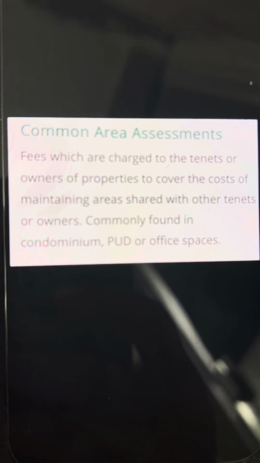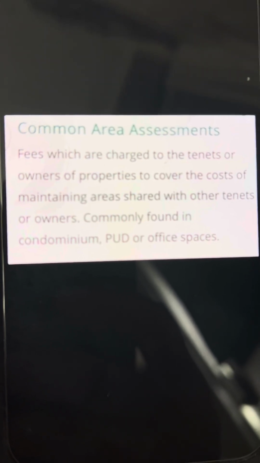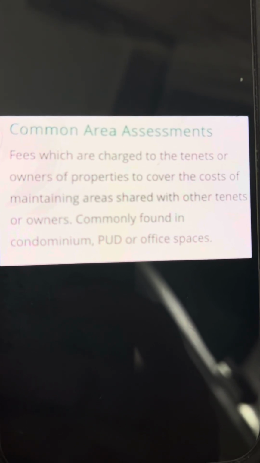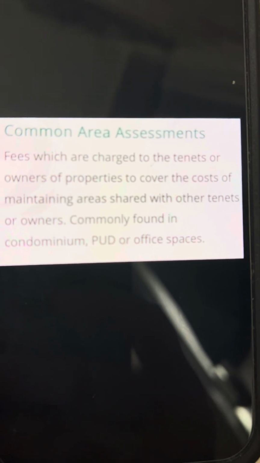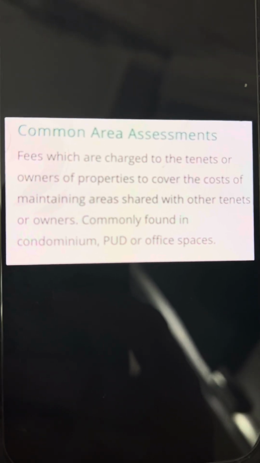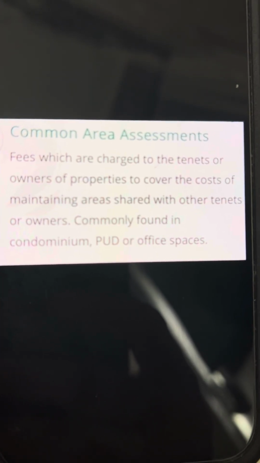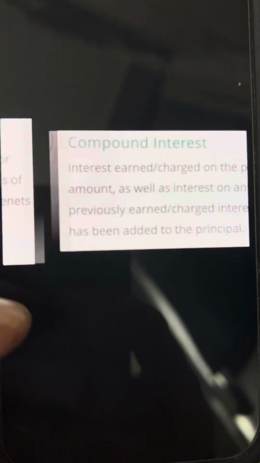Common area assessments. Fees which are charged to the tenants or owners of properties to cover the costs of maintaining areas shared with other tenants or owners, commonly found in condominium, PUD, or office spaces.